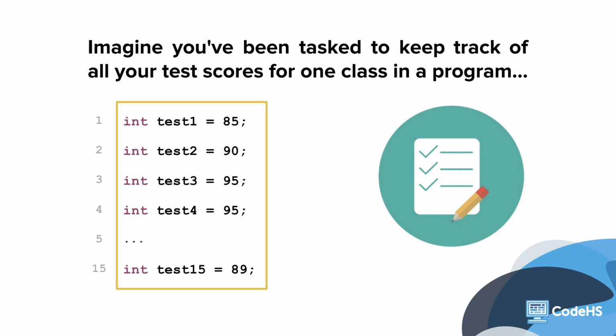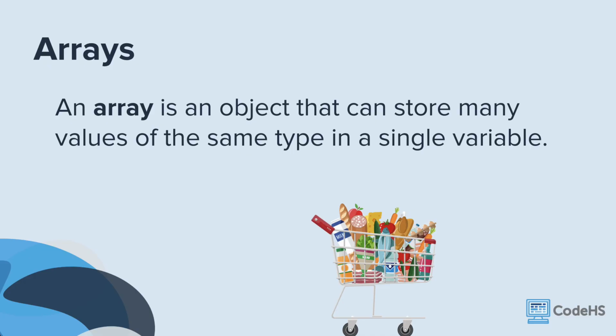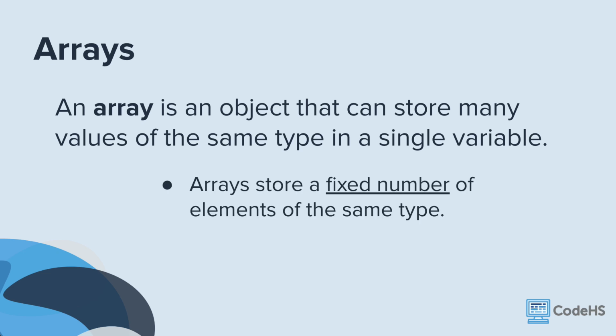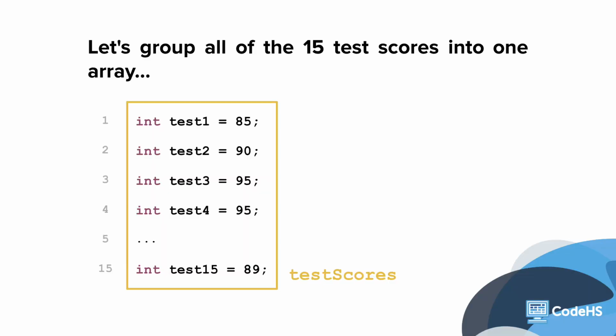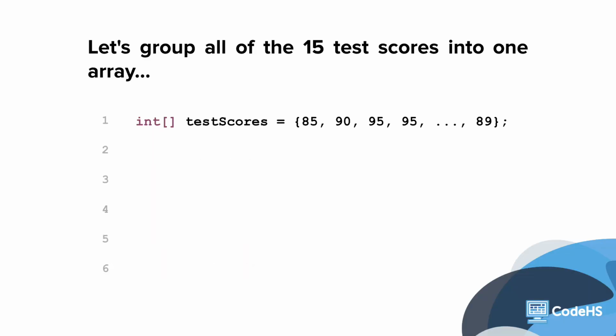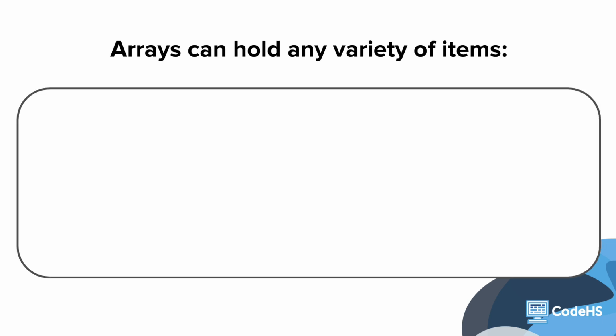What if there was a way to store all of these scores in one place, so we'd need only one variable named test scores? Introducing arrays. An array is an object that can store many values of the same type in a single variable. It's important to note that arrays store a fixed number of elements of the same type, and once an array has been created, the type and length cannot change. Let's now group all of the 15 test scores into one array. Much easier. Now you only need one variable named test scores to hold all the 15 test scores.